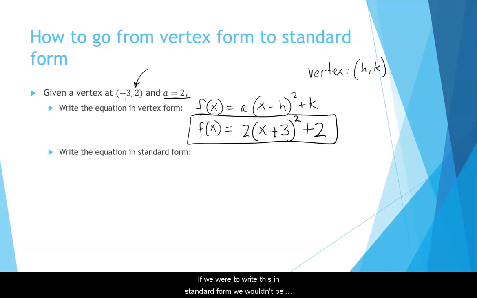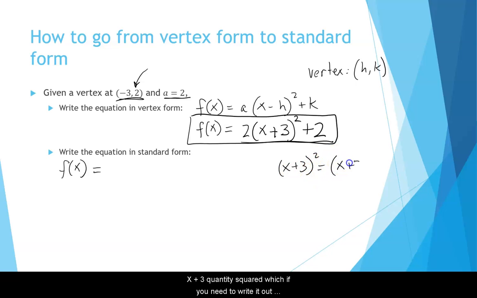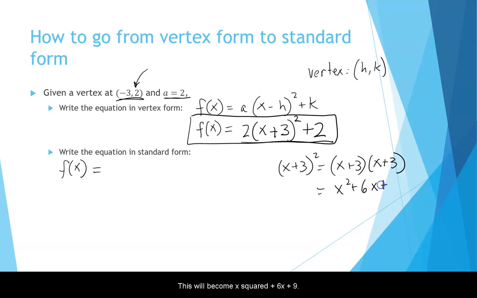If we were to write this in standard form, we wouldn't be able to just look at this information and directly write the equation. What's probably easiest is if we take vertex form and just multiply it out. Take care with order of operations. X plus 3 quantity squared should get distributed first. If you need to write it out twice and distribute, do so. This will become x squared plus 6x plus 9.